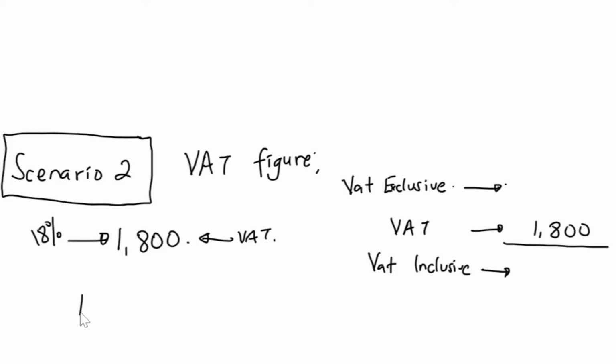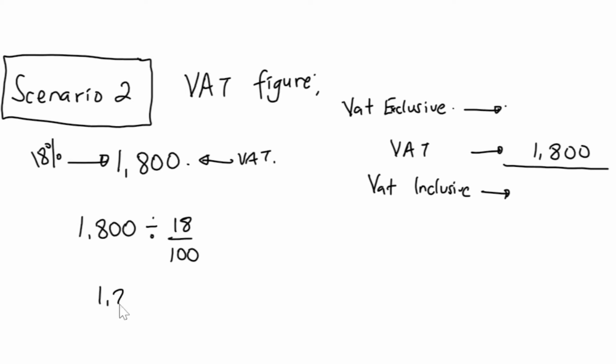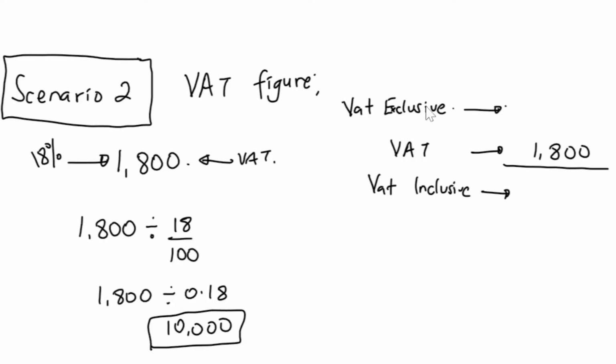So it's going to become 1,800 divided by the 18%. Of course, the 18%, which is 18 over 100, is the same as saying 1,800 divided by 0.18. I am dividing it by what it represents. So that is 1,800 divided by 0.18, and you're going to end up with 10,000. So the 10,000 you're getting is the value that is exclusive of VAT.